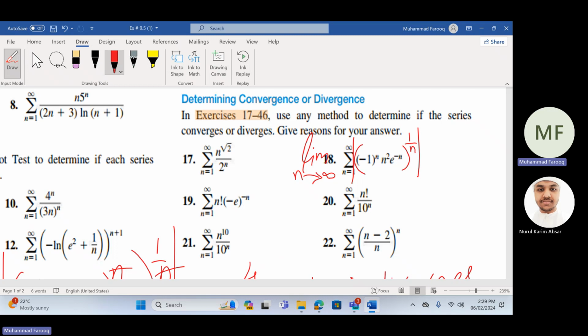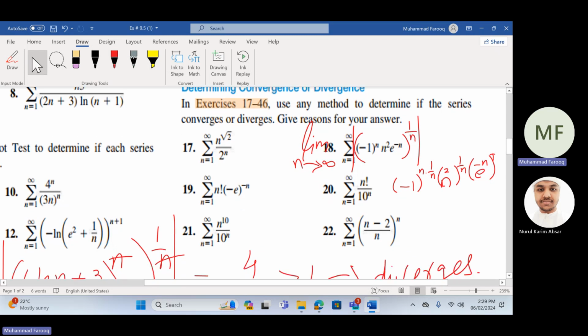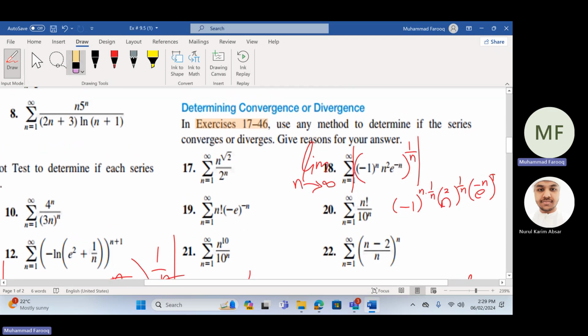So this -1 raised to the power n has its own root. Then I have n squared, it will take the power 1 by n. Then I have e to the power minus n, it will take another root. Understand, please? So in that case, every term will take the nth root. Take also the 1 by nth root. You can see that this n and n cancel out, this n and n cancel out.